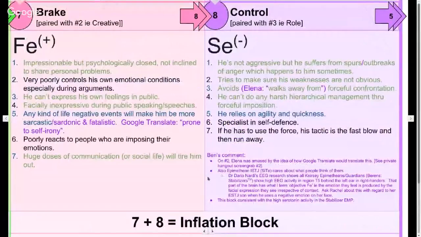Right, and this is the final one. This is for SLI, which is a type that doesn't really line up with, but I think this block actually lines up quite well with ISTJ. Yeah. So you got this bit there for the Fe plus, impressionable but psychologically closed. So do you think a lot of ISTJs are like that, Carol? Psychologically closed? Oh, duh. Sorry.